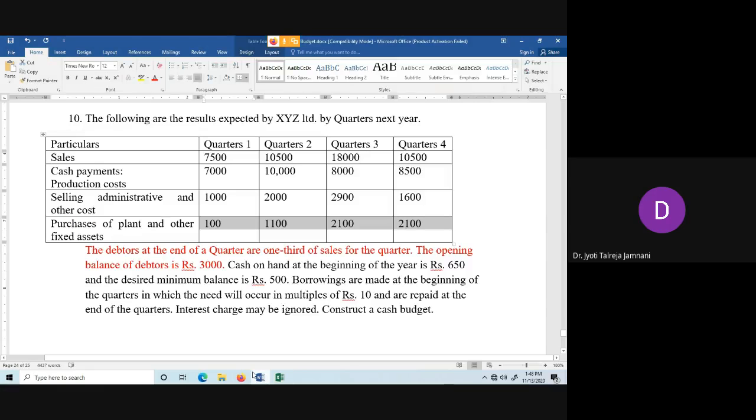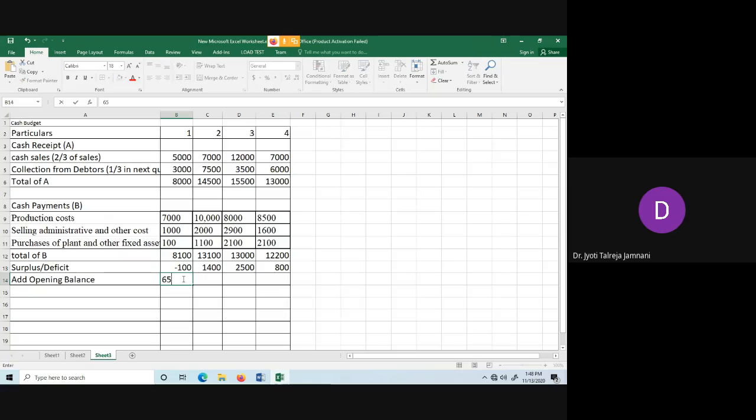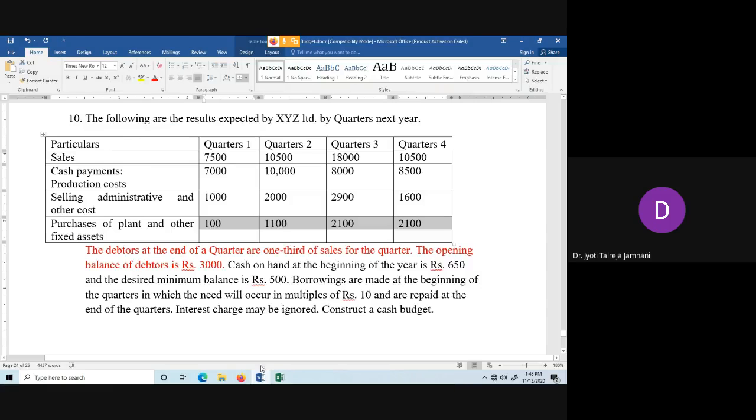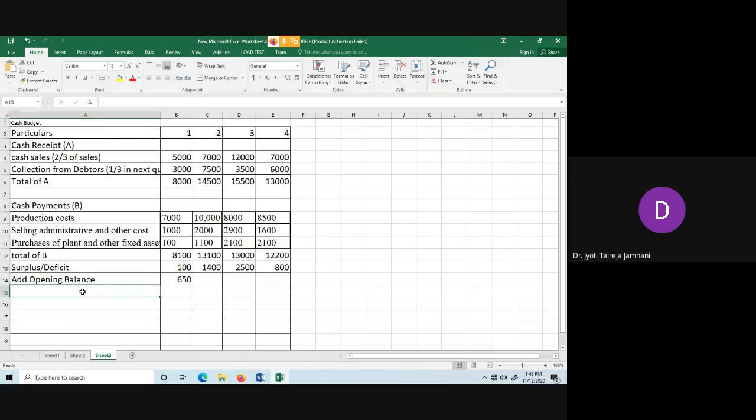Now let's see what all they've told. The opening balance is 650. So 650 for the first quarter. Okay, minimum balance is 500. Borrowings are to be made at the beginning of each quarter in which the need will occur in multiples of 10 and are repaid at the end of the quarters. Interest charges may be ignored. Construct a cash budget. So we need to borrow and we need to repay.